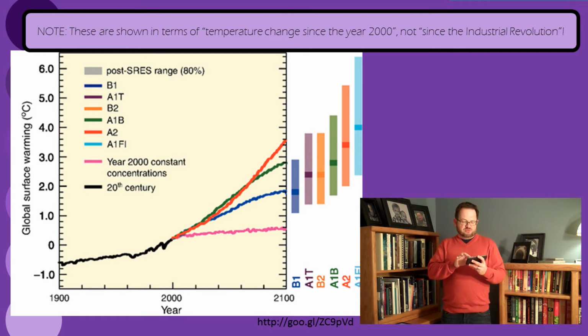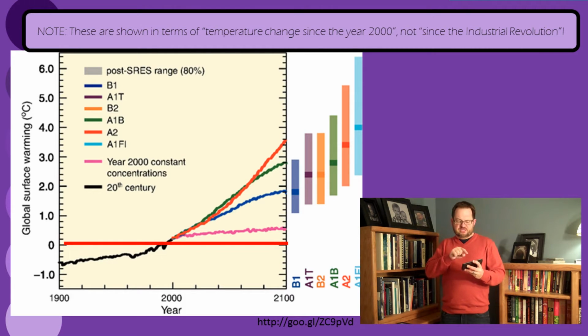Now, one thing I want to point out right away on this diagram is that, strangely, it represents these temperature changes in terms of temperature change since the year 2000. A lot of times we've seen things expressed in terms of temperature change since the Industrial Revolution or something like that. To make it a little helpful here, I've put in red the 0 line so that you can see, okay, this is warming since the year 2000.